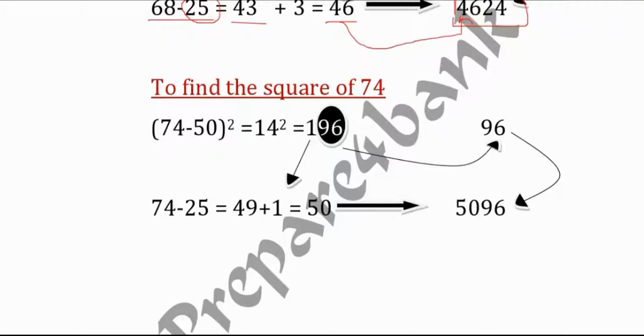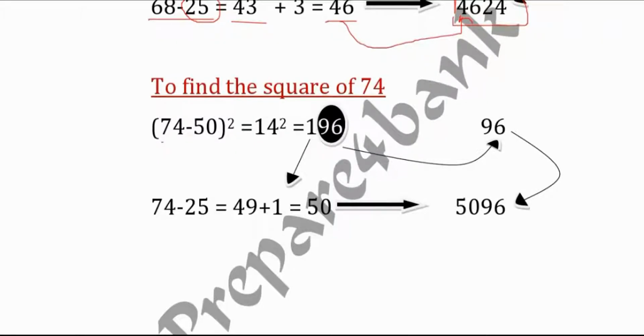Yes, repeat with me. 74 minus 50, we are getting 14, and we have to find the square of that number. 14 squared is 196. Take the last 2 digits and keep them alongside, and subtract the base number from the given number. 74 minus 25 is 49, and 49 plus this 1, what does it get? It is 50, and put it one by one. We are getting 50, and this 96, 50, 96. So 5096 is the square of 74.